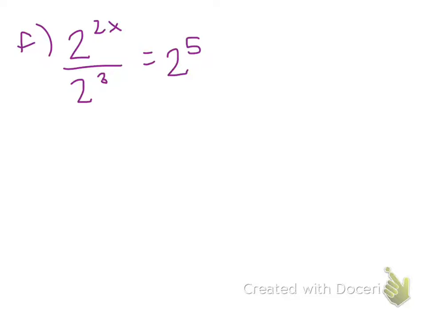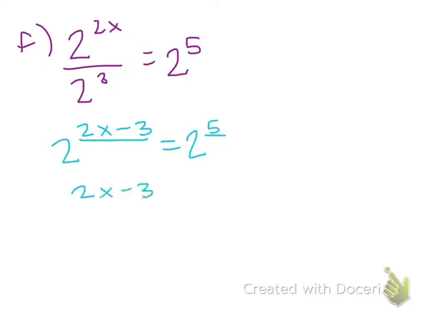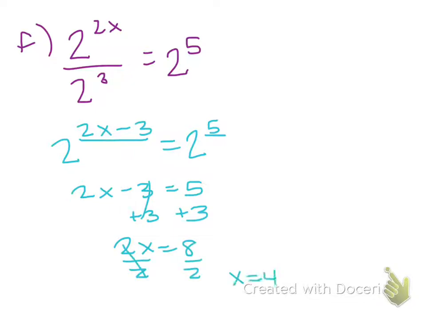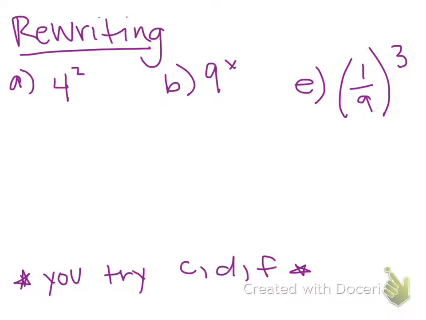Letter F, when we are dividing, we subtract our exponents. So this will become 2x minus 3 equals 2 to the 5th power. And now I can set those exponents equal, 2x minus 3 equaling 5. We'll add our 3 over. And then we divide both sides by 2. And we get that x equals 4. In the next section, we're going to talk about how to rewrite the bases.